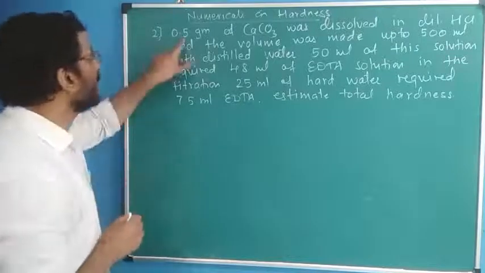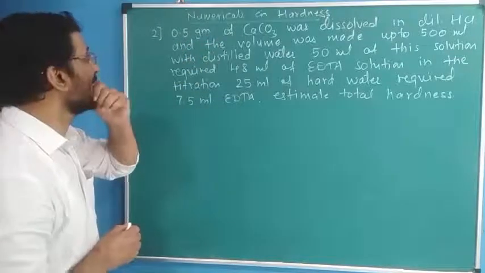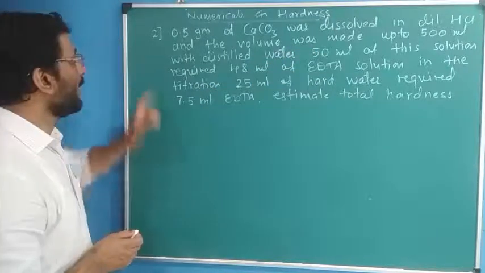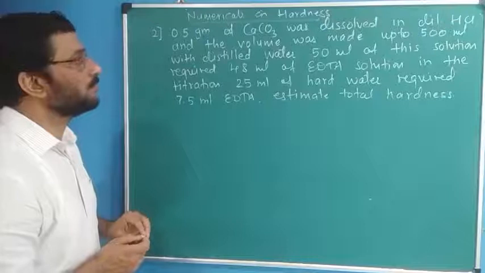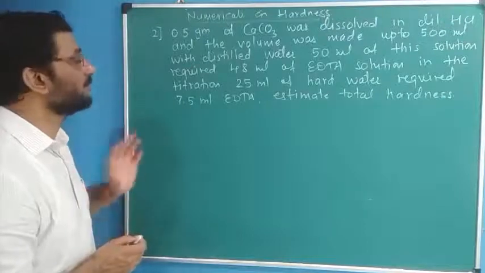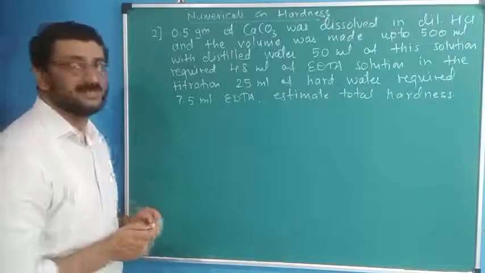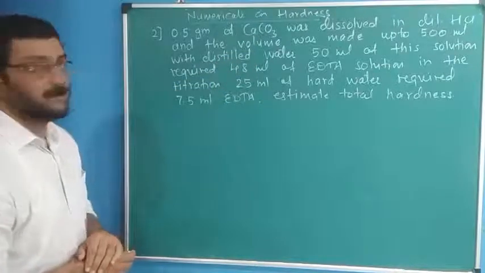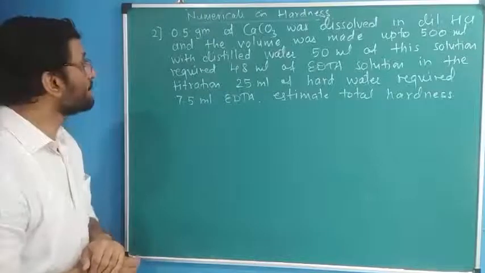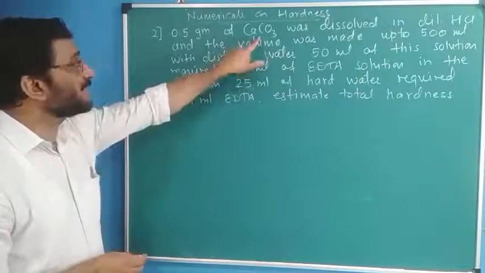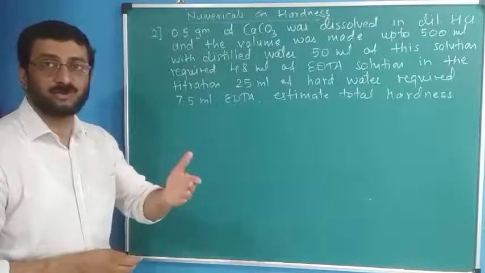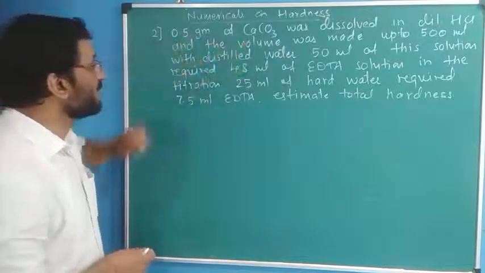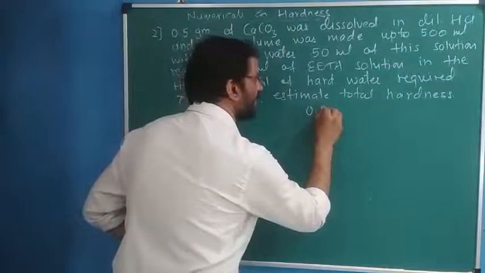Read it. 0.5 gram CaCO3 salt was dissolved in dilute HCl and the volume was made up to 500 ml by distilled water. What is the meaning of this? This is the solute they have taken for part 1 of the experiment. Its molarity is not given, like 0.01 molar or 0.1 molar, but how much is taken? 0.5 gram.